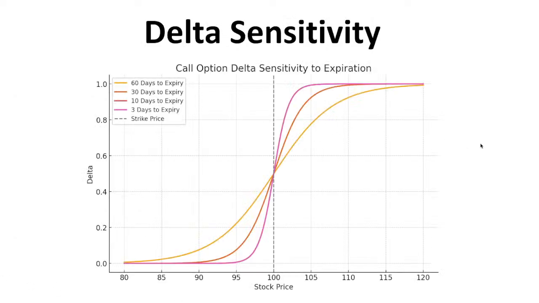So you can see from the chart, 60 days delta and 30 days delta, there's a little bit of difference. You see the curve? This is steeper. The steepest one is 3 days or even 1 day. So your range becomes narrow if the time period is closer.